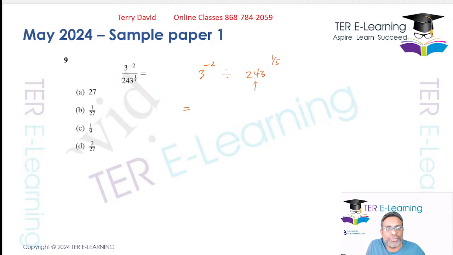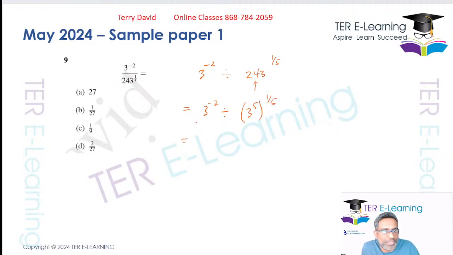I've seen people saying 3 to the power 5. Yeah, so it's going to be 3 to the 5. So here's what I'm going to do. I'm going to say 3 to the power minus 2 divided by, now 243 could be written as 3 to the power 5, and you can double check that with your calculator. And that's being raised to the power 1/5.